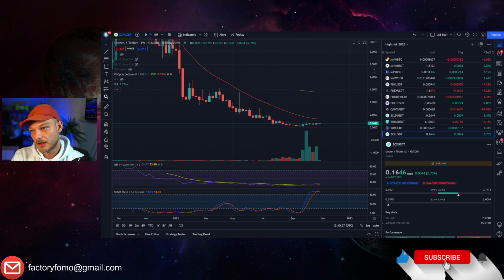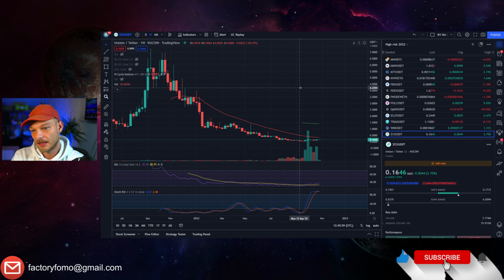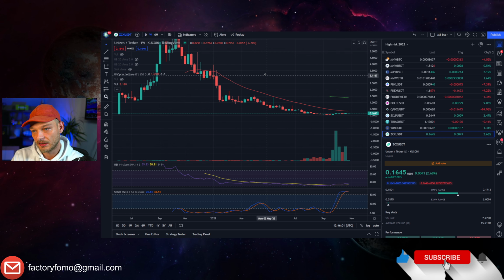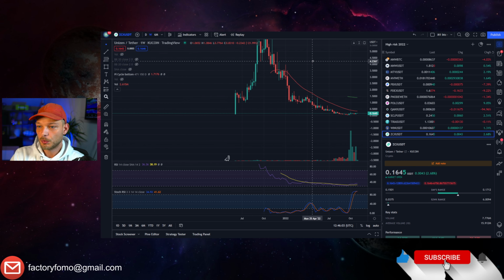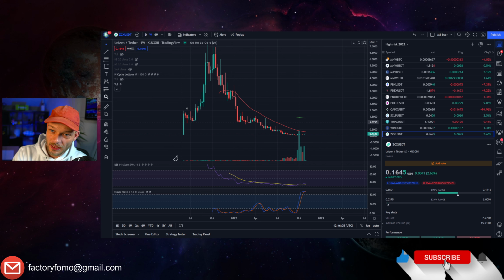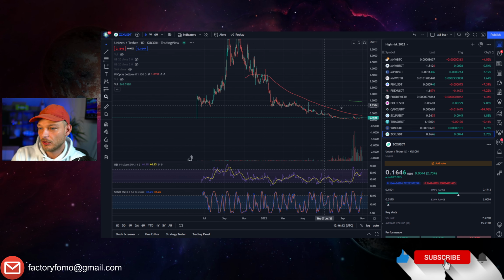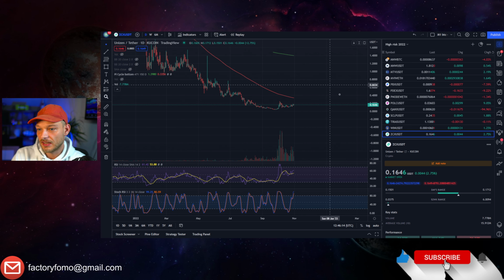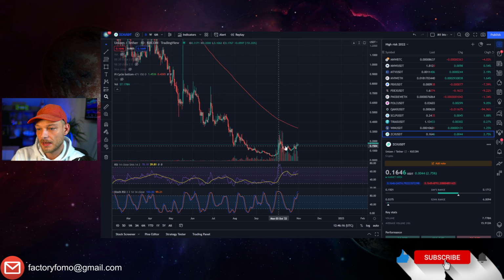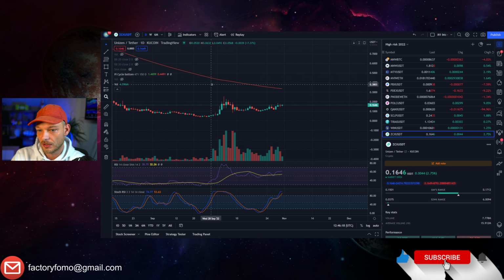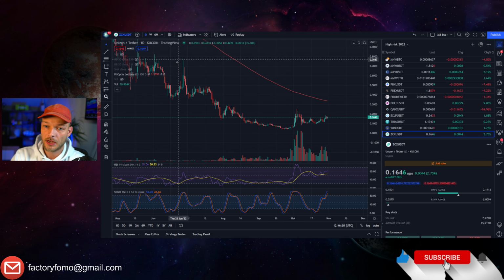Let me take a look if we can find something in this mess. What you want to see in the chart is that it went up, it went down, but you want to see it go sideways as well, not only down. So what is this doing? We had a high, a lower high, another lower high, and a lower low, another lower low.